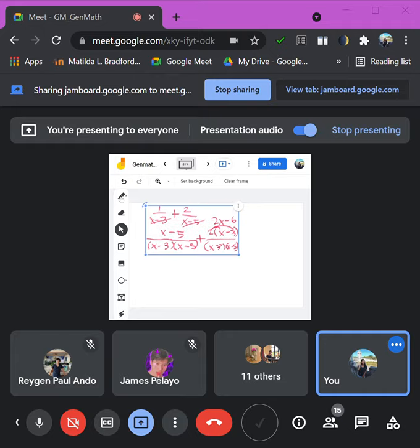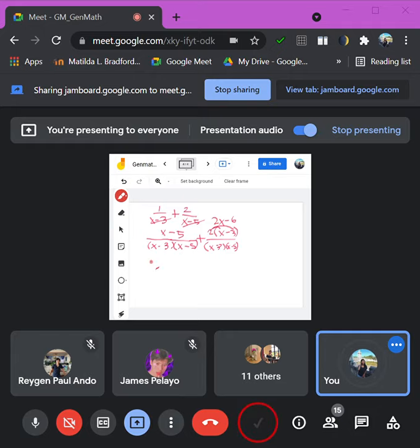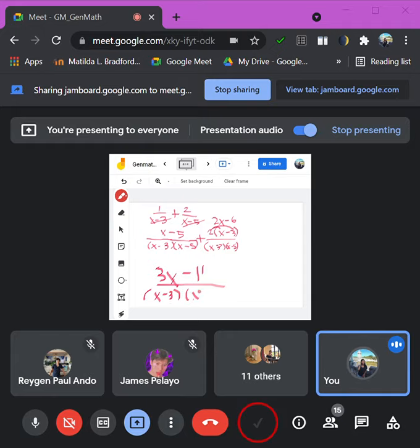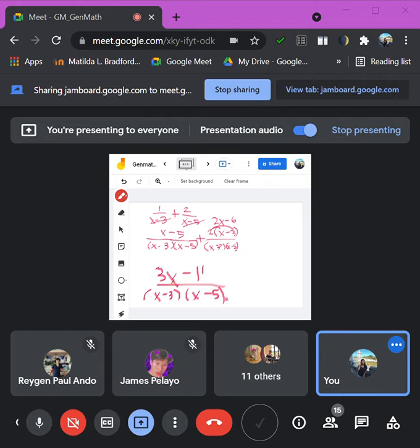Okay, so now we can add the x. This x plus 2x is 3x. And then negative 5 plus negative 6 is equivalent to negative 11. And then just copy your denominator, which is your LCD, x minus 3 and then x minus 5. So the question is, is this our final answer? No, that is not our final answer. We need to distribute this one, like what we did earlier with the FOIL method.